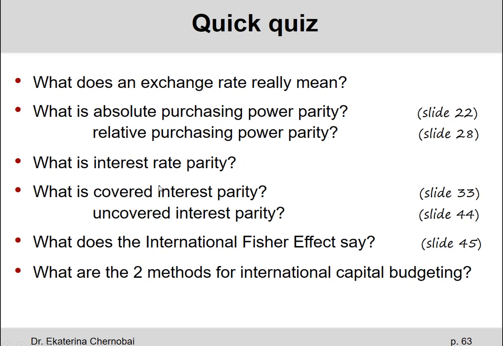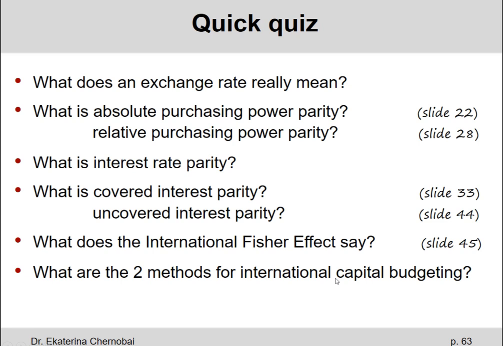Covered interest parity and uncovered interest parity. It's really the same formula except for what's on the left-hand side. On slide 33, the covered interest parity has F1, the 1 year forward rate, on the left-hand side. Slide 44 has the expected exchange rate for that time on the left-hand side. What does the international Fisher effect say? It says that the real rates of return are equal, or should be equal, across different countries.